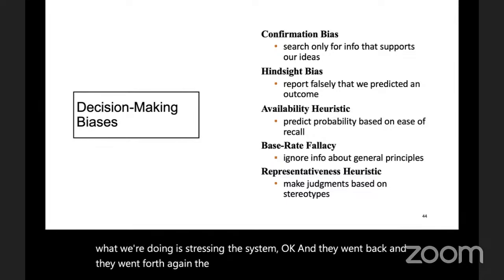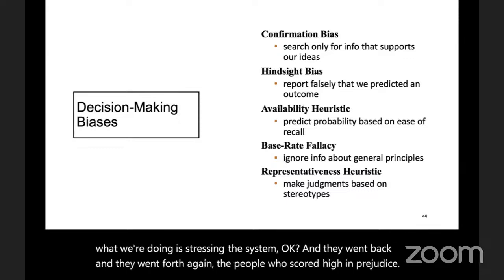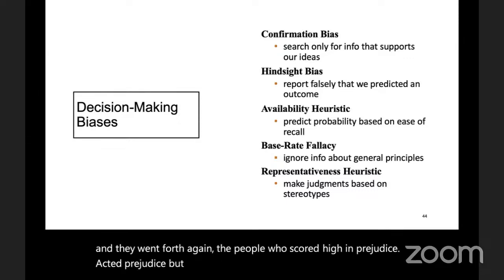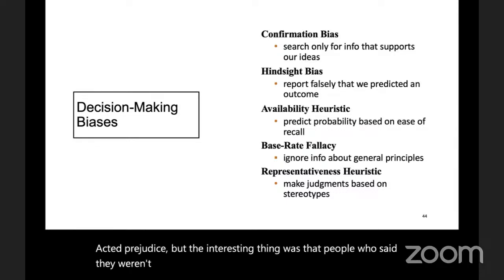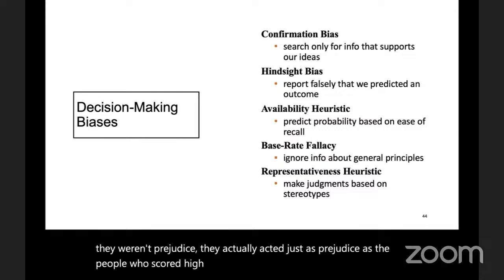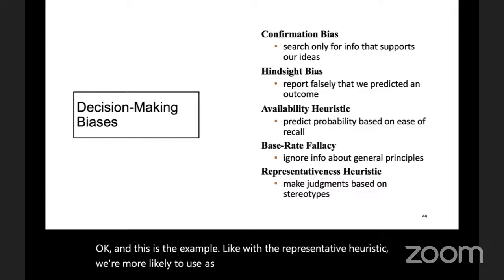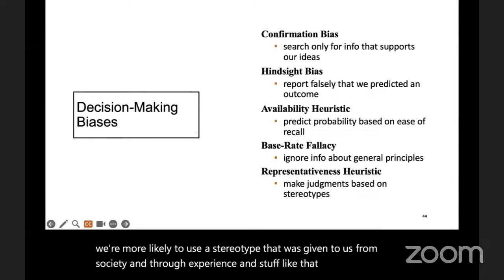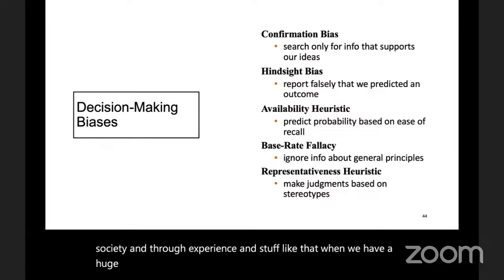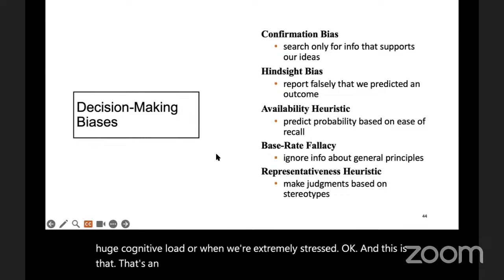Again, the people who scored high in prejudice acted prejudiced. But the interesting thing was the people who said they weren't prejudiced actually acted just as prejudiced as the people who scored high in prejudice. This is the example: like with the representative heuristic, we're more likely to use a stereotype that was given to us from society and through experience when we have a huge cognitive load, when we're extremely stressed. That's an example of using a representative heuristic. Do those make sense?